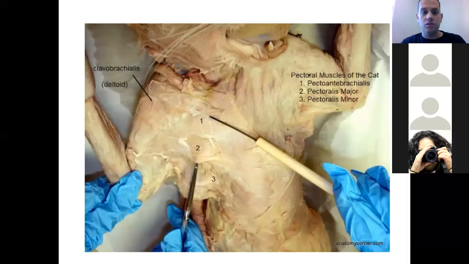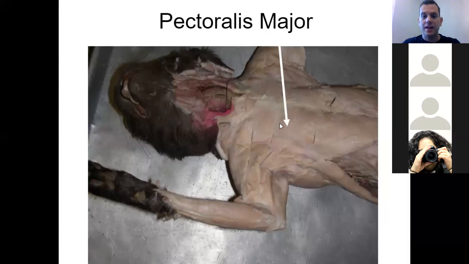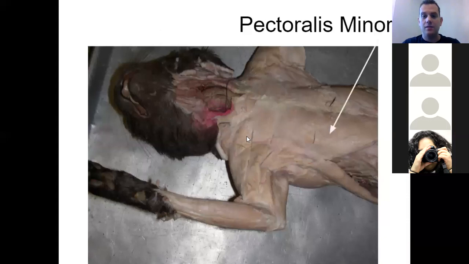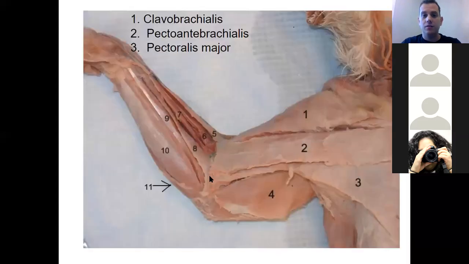Okay, so again, here's those muscles separated out. Clavobrachialis is the deltoid muscle in the cat. All right. Again, separating out pectoralis major, and the pectoralis minor, which is underneath of it. And you can see that those striations run diagonally, and that's how you'll be able to tell the difference there. Right? Clavobrachialis, which is the deltoid of the cat.